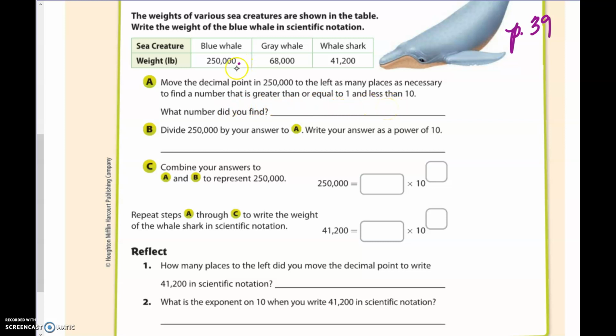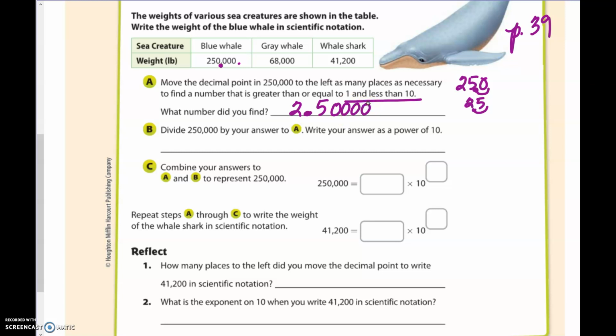So if I just move the decimal right here, I would have the number 250. Does that fit that it is greater than 1 and less than 10? Nope, that doesn't fit. So what if I move the decimal over one more place and now I have 25? The answer is still no. So I need to move it over one more, so it would be 2.5, and then you can put those zeros in there if you want.